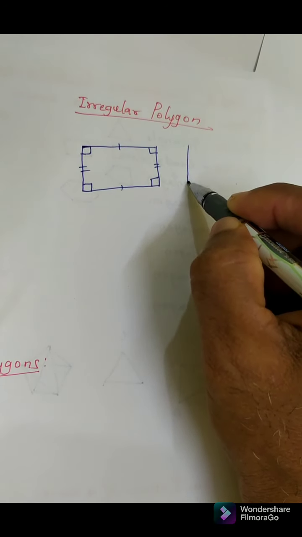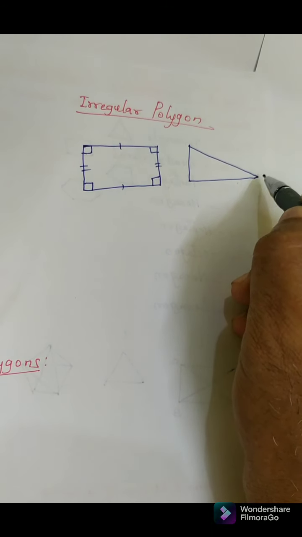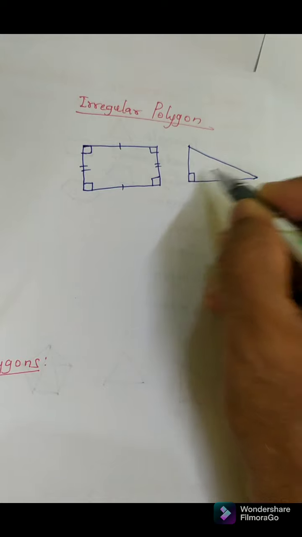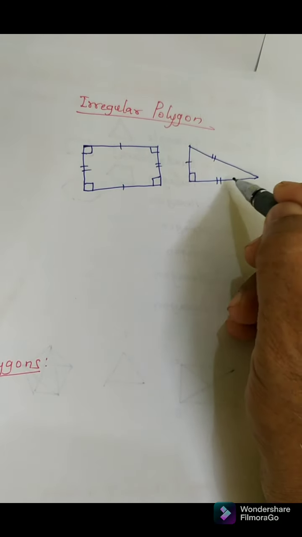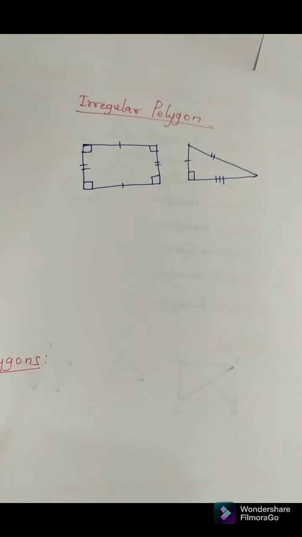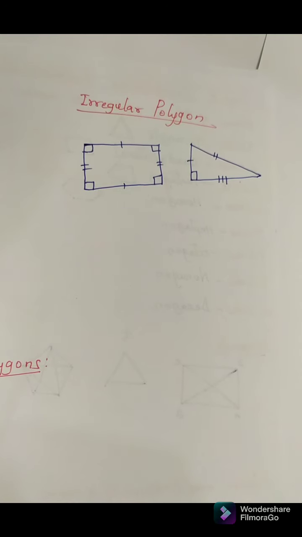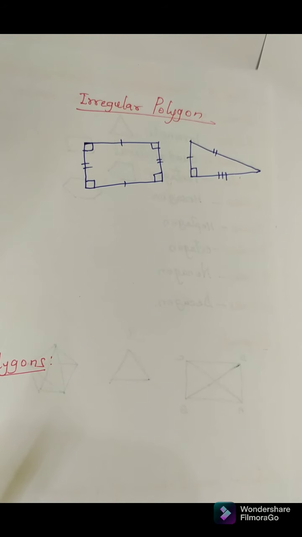For example, I take a triangle. This has a right angle, but this is the second side, and this is the third side. All the three sides are different. So this is an irregular polygon. There can be a 5-sided figure, a regular pentagon, or a 6-sided figure having all the 6 sides equal, a regular hexagon.